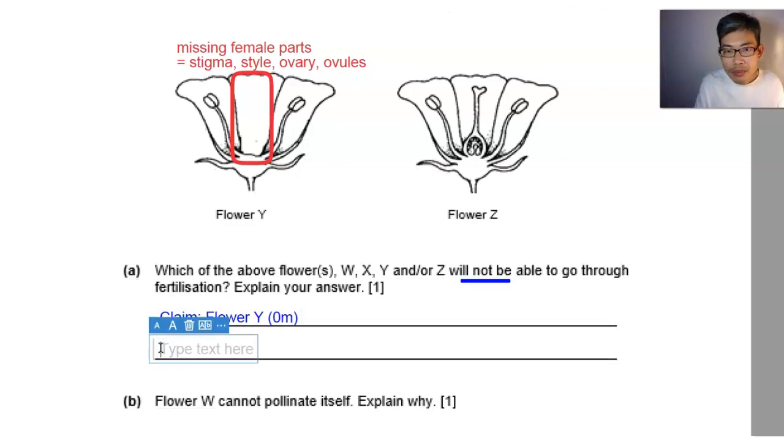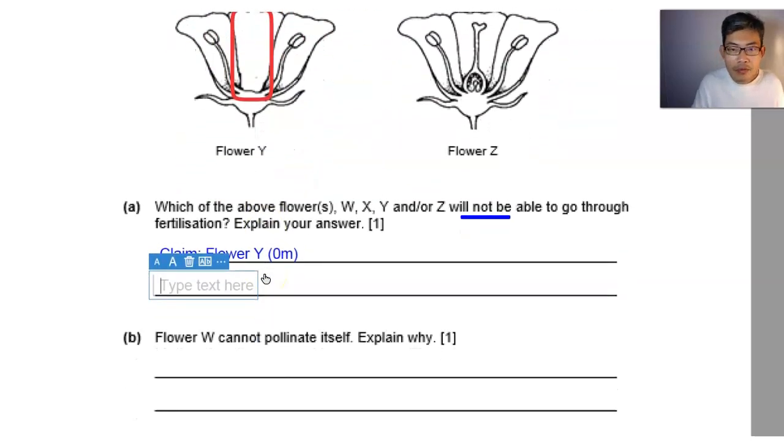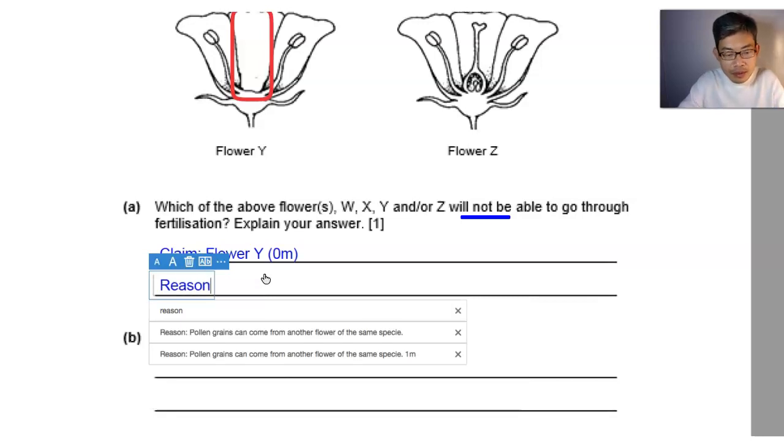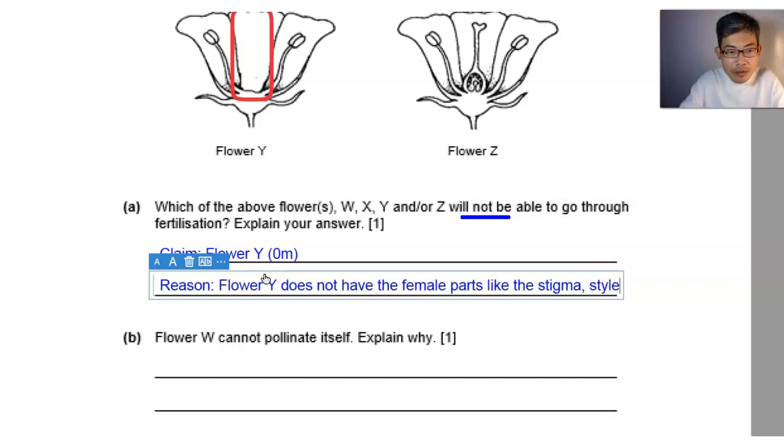And explain. As mentioned, you can see here through the comparison, it is missing the parts necessary for fertilization. So the reason: flower Y does not have the female parts like the stigma, style, and ovary. Okay, that's one way you can answer this.